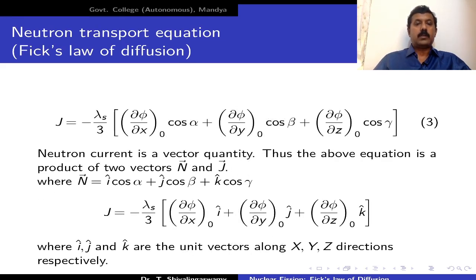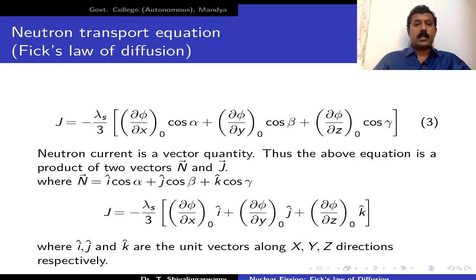Therefore, the total neutron current density is a vector quantity. It should have unit vectors, that means it should have both magnitude and direction. We have calculated here a product of n and j, where n is i cos alpha, j cos beta and k cos gamma, where i, j, k are the unit vectors along the x, y, z directions. Therefore, J is equal to minus lambda s by 3 times dou phi by dou x at origin into i cap, plus dou phi by dou y at origin into j cap, plus dou phi by dou z at origin into k cap.